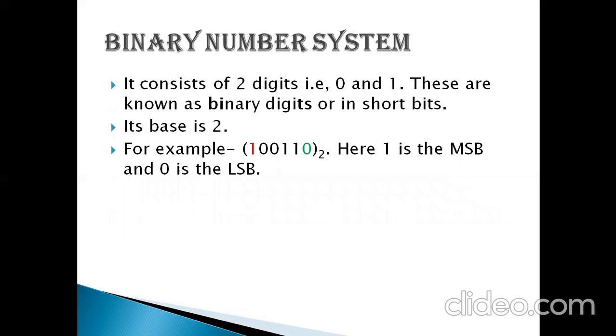Binary number system, it consists of two digits, that is 0 and 1. These are known as binary digits or in short bits. Its base is 2. For example, 100110 base 2. Here 1 is the MSB and 0 is the LSB.